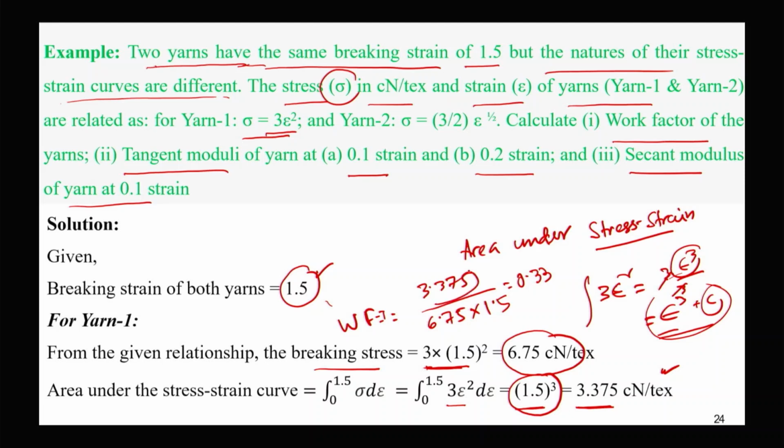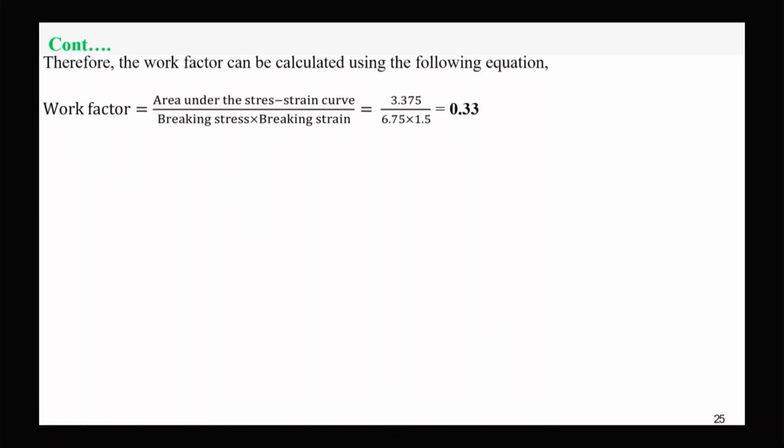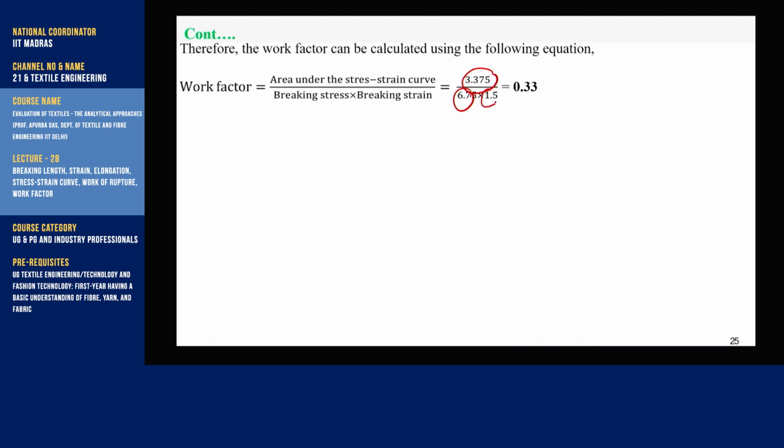That is the area under the stress strain curve, breaking stress and breaking strain. So this we can calculate: area under the stress strain curve, breaking stress and breaking strain. So we can get the work factor of yarn 2.